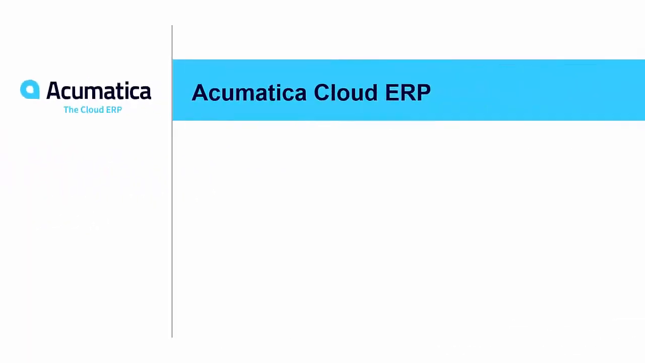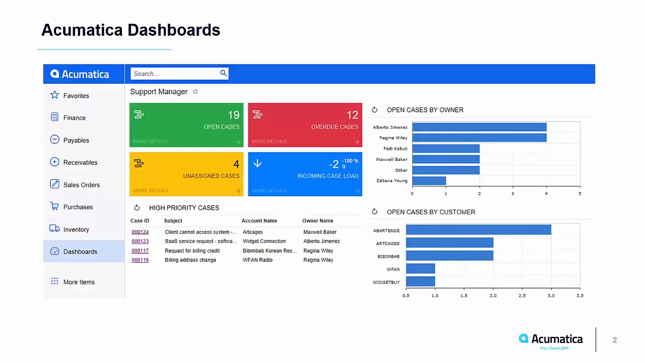Acumatica Cloud ERP. Dashboards and key performance indicators. With Acumatica's dashboards, all users in your company can monitor financial, operational, and organizational information while analyzing real-time trends that relate to their role in the company.